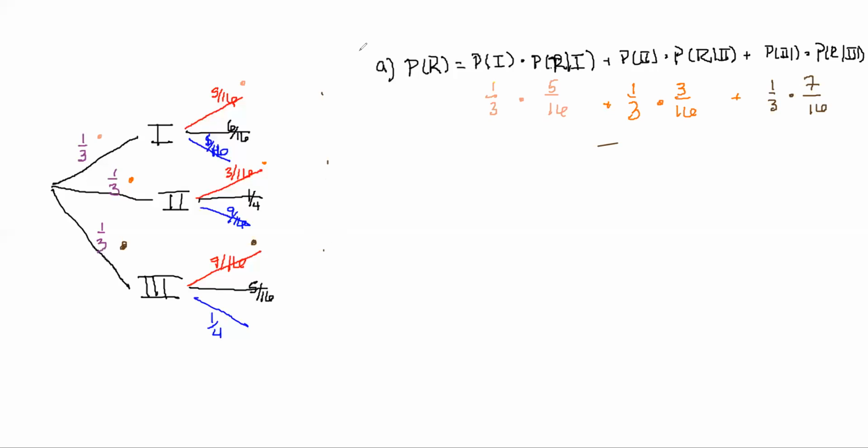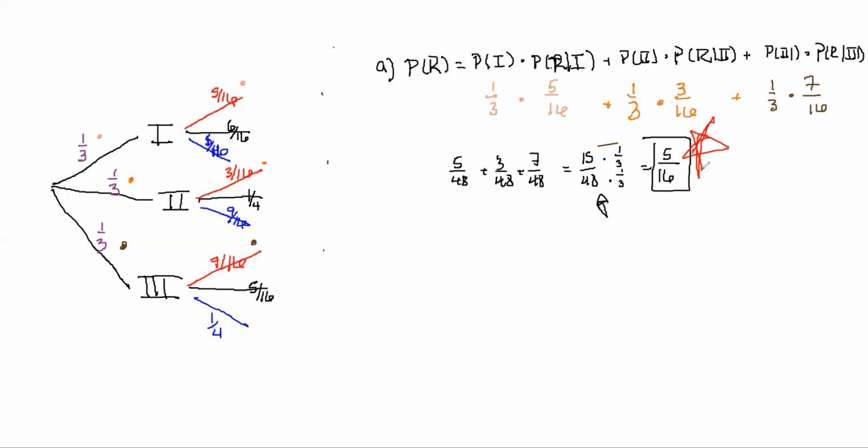So this is all going to simplify down into 5/48 plus 3/48 plus 7/48, which is equal to 15/48. And what we can do is multiply each of these sides by 1/3, and we're going to get 5/16. So this is just simplifying this fraction. So the probability of getting a red ball, in general, regardless of how we get it, is going to be 5/16. Okay, so we've got all of that.